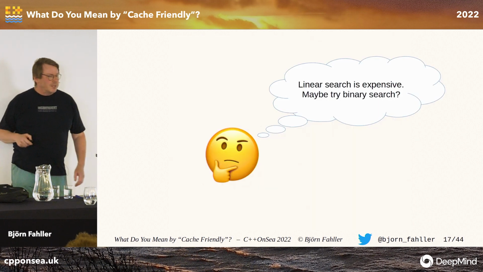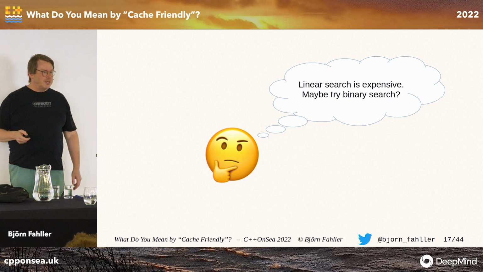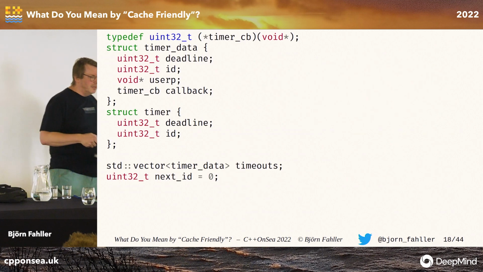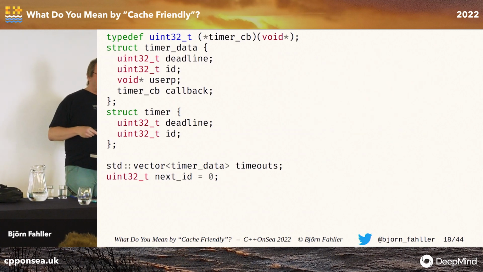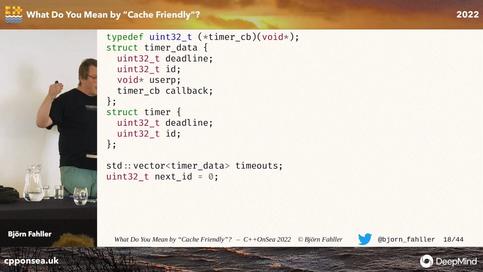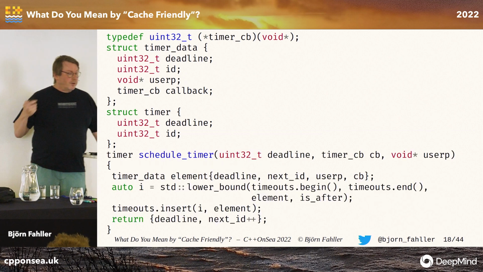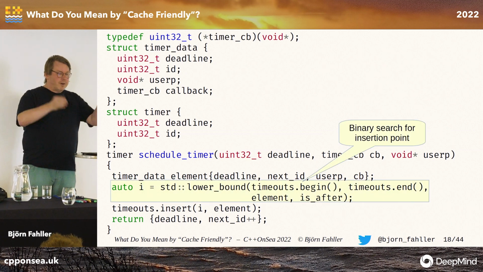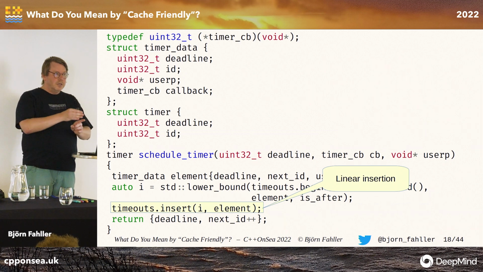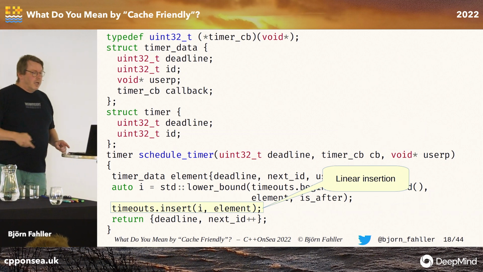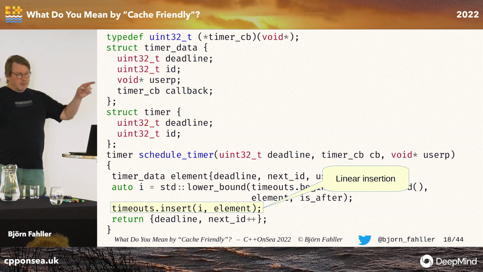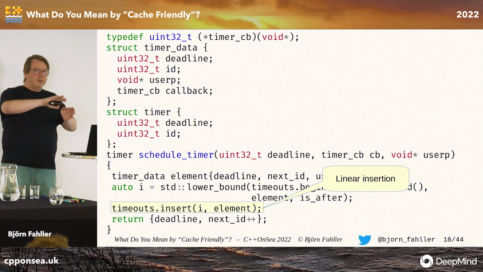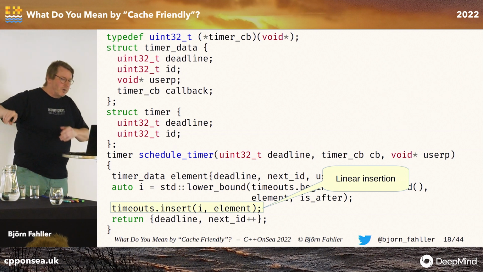So, we still see that linear search is expensive. Is it worth doing a binary search? Let's try it. The structure is actually exactly the same because we already had the vectors sorted. We have them in timeout order. So we can just change schedule timer to use lower bound to do a binary search to find the insertion point and then do the insert. Which means that it should be far fewer memory accesses to find where to insert, and then you just move one huge block of memory away.